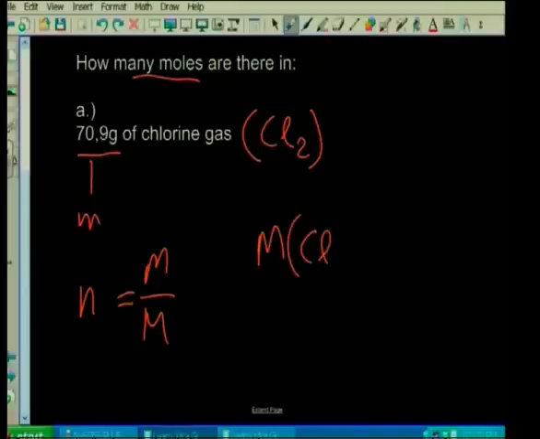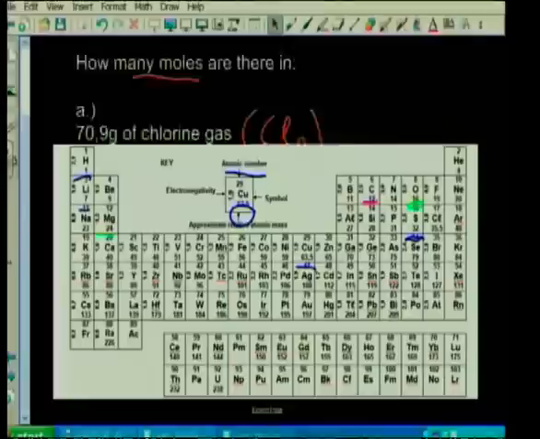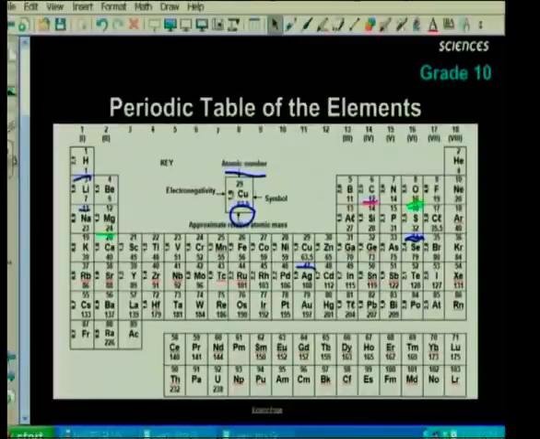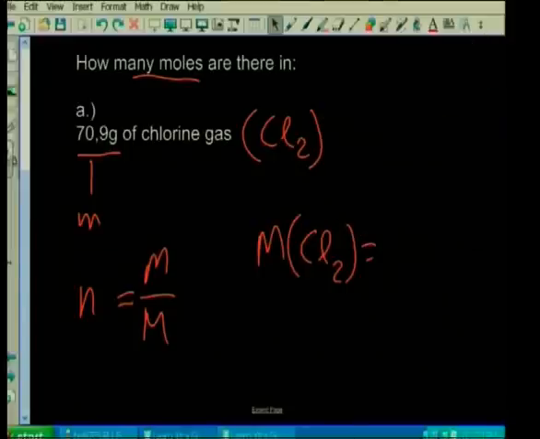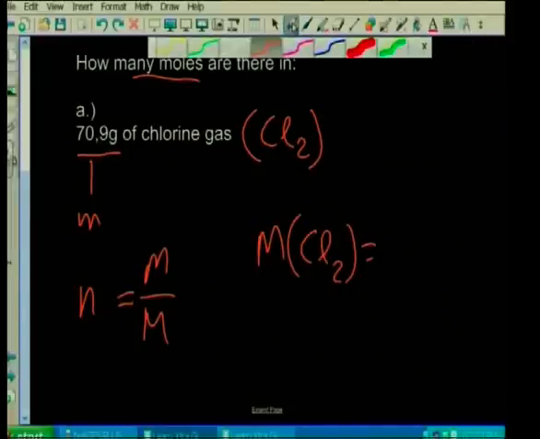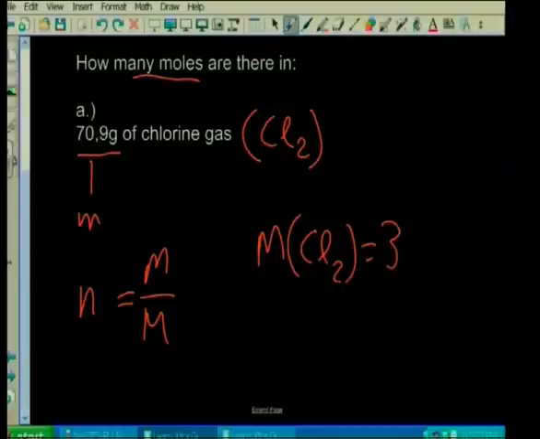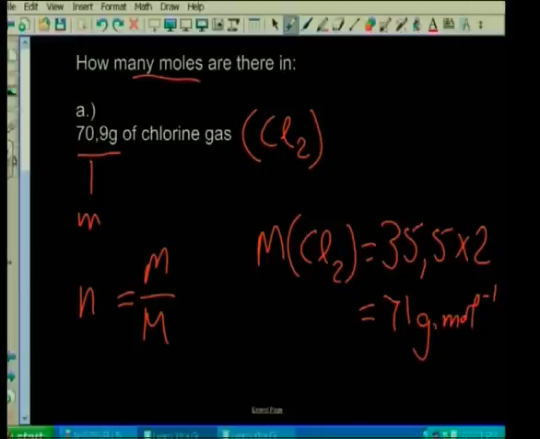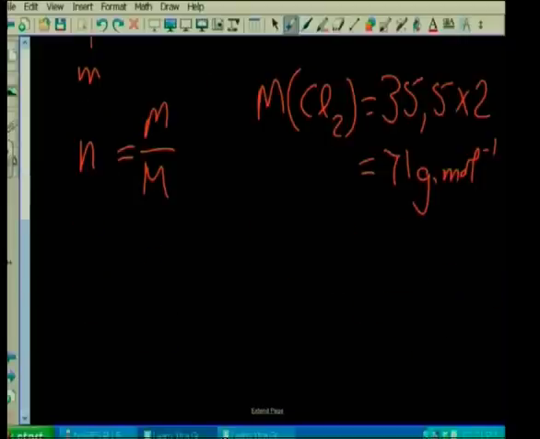Molar mass of chlorine gas is going to be 35,5. This one's rounded off. Some periodic tables give it as 35,45, but we'll work with 35,5, but it's times 2. And if we multiply by 2, then what you're going to see here is that this turns out to be 71 grams per mole. Okay, and what mass were we given? Well, we were given 70,9.